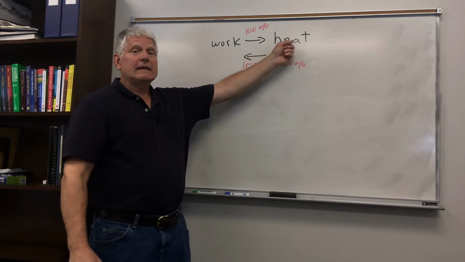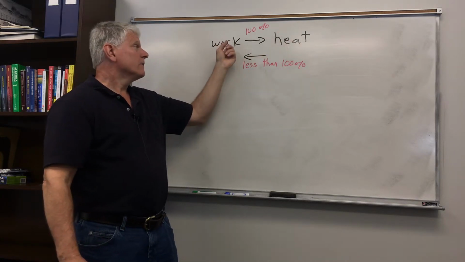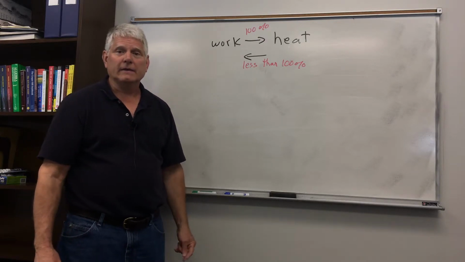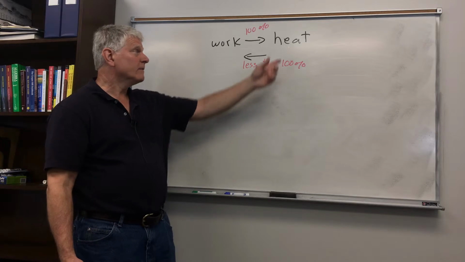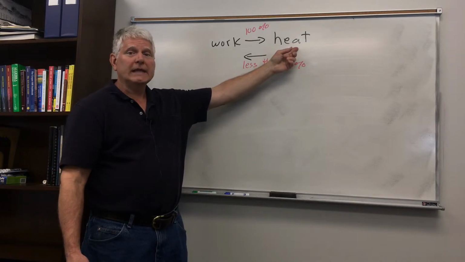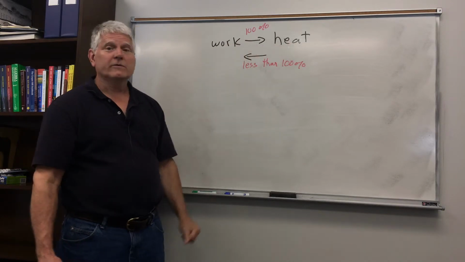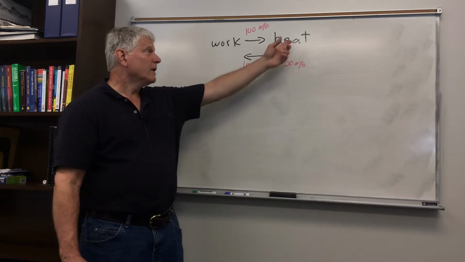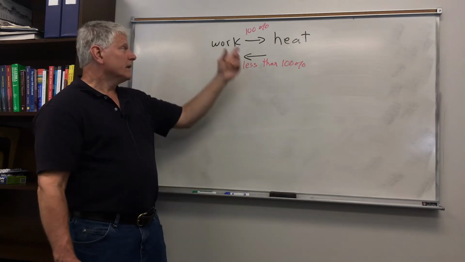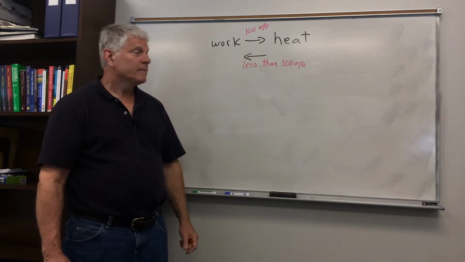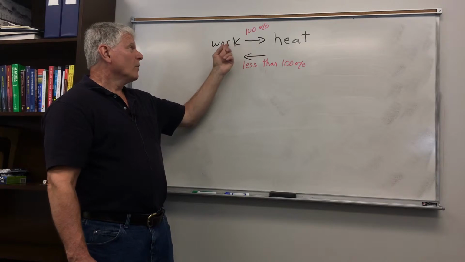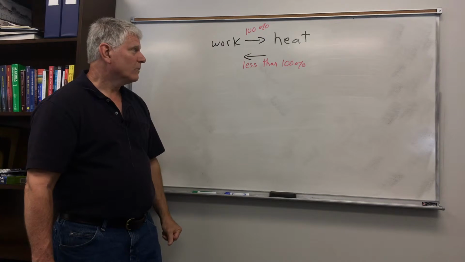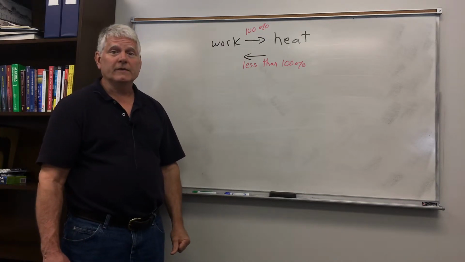So we take heat and produce work with it every day in society. So your car engine is a heat engine. We burn fuel to produce heat, which then we use to extract work from the engine. A jet engine does the same thing. We burn jet fuel, we produce heat to get work from the engine. So going one direction, we can do 100% efficiency. Going the other direction, we can't get 100% efficiency.